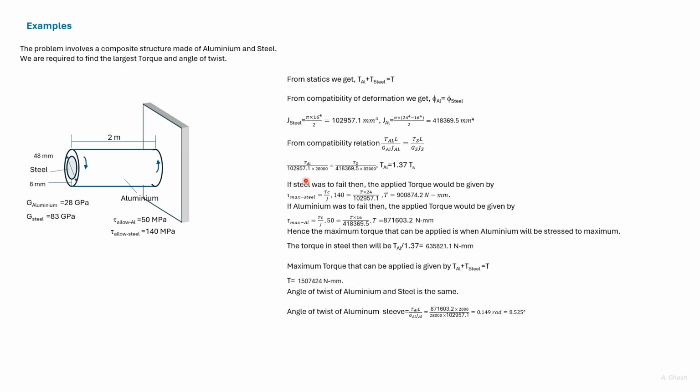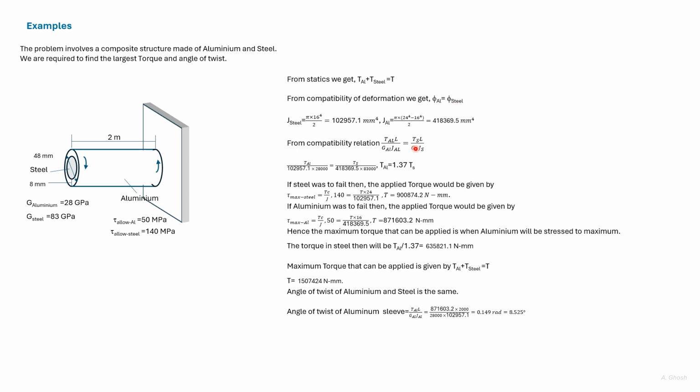We next find out the maximum external torque that can be applied. To find out the maximum external torque, we first take the steel inner core. So we have the allowable stress in steel and we have the geometry. We can find the torque that can be applied to the inner core. That is the maximum torque. Next, we take the aluminum sleeve. We have the allowable stress and we have the geometry, and we find the maximum torque that can be applied to the aluminum sleeve.